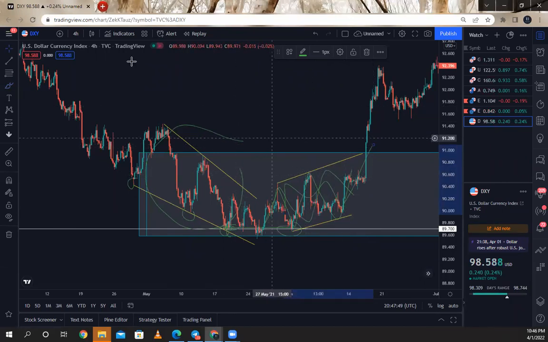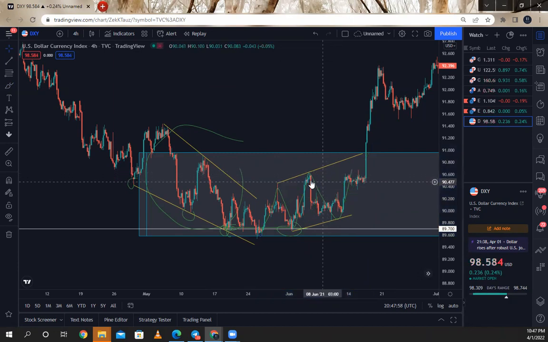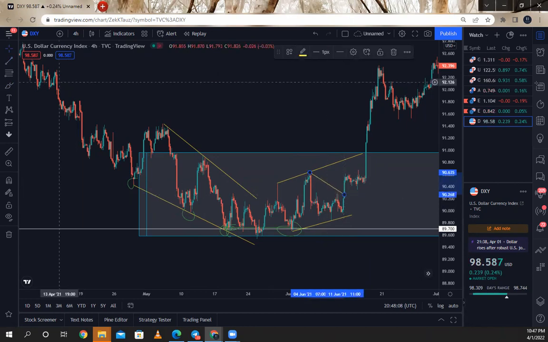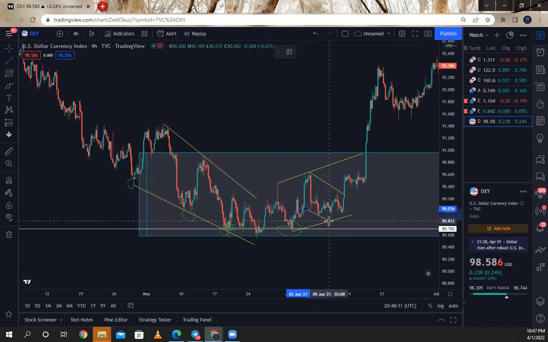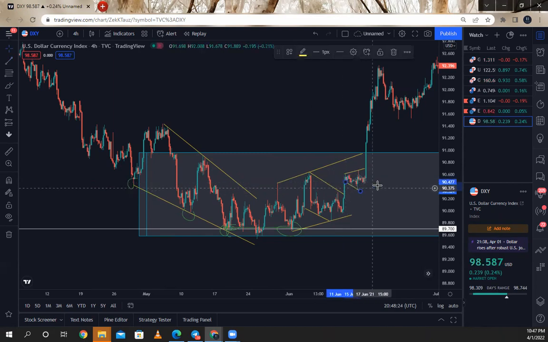And then inside this structure, let me just remove this. All right. So inside this structure, guys, we have the impulse, we have the correction, and then we have the impulse, and then what do we have again? We have this beautiful correction right there, of which also inside we have the impulse and again a small correction. So the market always gives you a lot of entries.